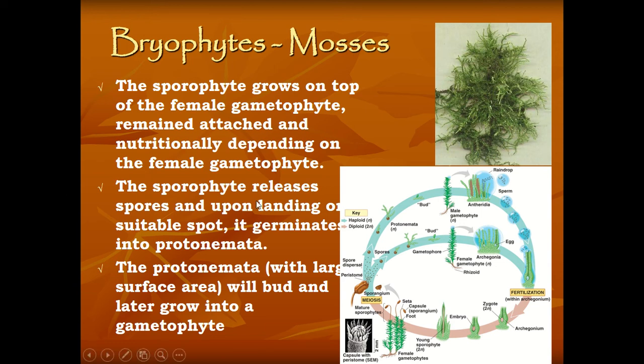And the sporophyte releases the spores, as you can see here, and upon landing on a suitable spot, a spore will germinate and produce protonemata, as you can see over here. The protonemata, with a large surface area, will bud. The buds will grow out of the protonemata and later grow into either male gametophytes or female gametophytes.